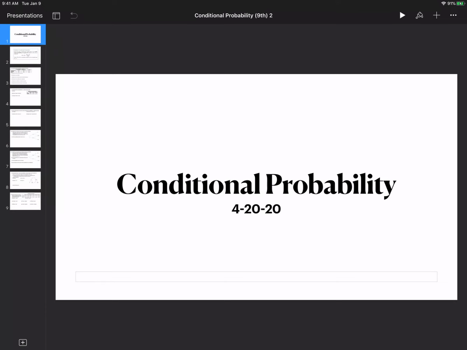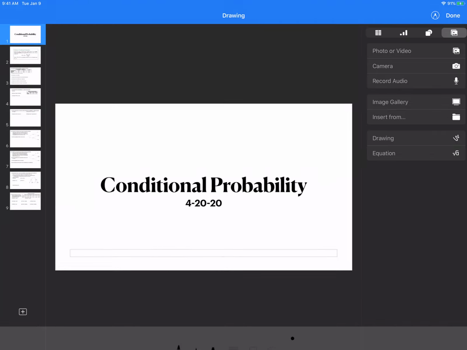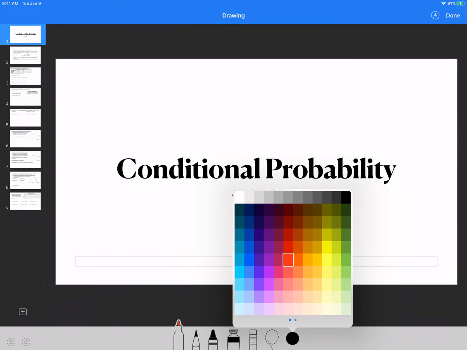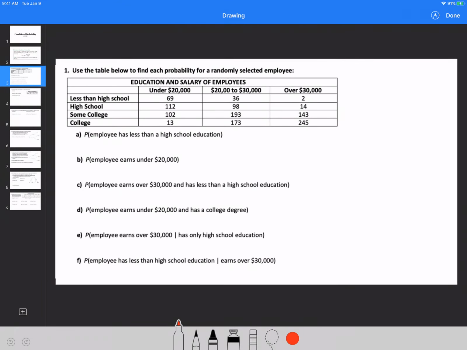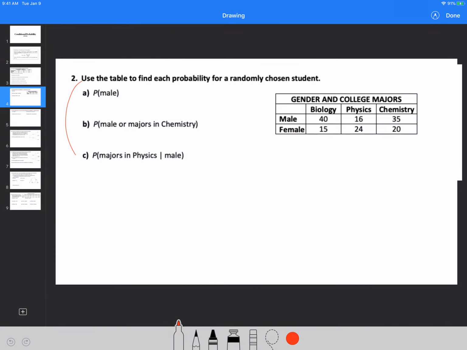Hello class, today we'll be talking about conditional probability a little bit more in detail. Most likely the topic for this entire week will be conditional probability, nothing else. Yesterday we did these questions and I asked you to do these three problems as homework questions, so I'm going to go over these first.